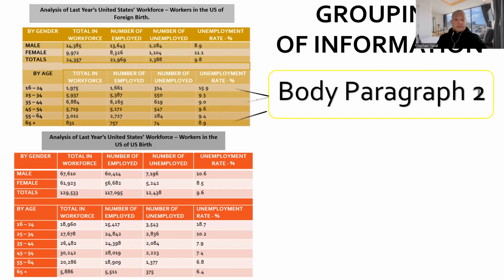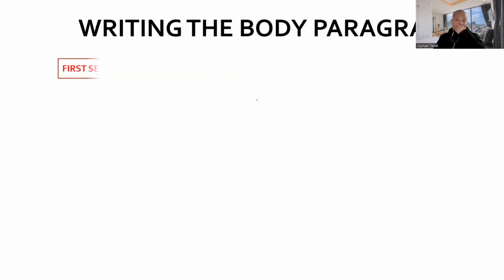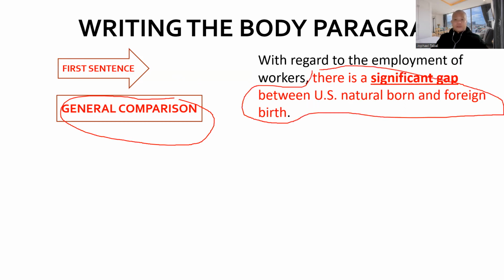So we have a body paragraph 2, right? So in body paragraph 2 we write there by age. All right, and this is how it looks like. As I've said, the first sentence is general comparison. So if we have general comparison, it means that we don't write any numbers or figures. Okay, so as you can see, no numbers, no figures. All right, so with regard to the employment of workers, there's a significant gap between US natural born and foreign birth. Okay, and then that's it.